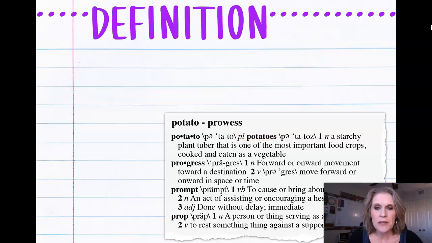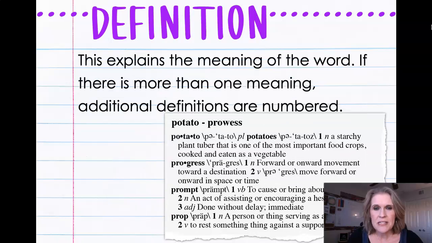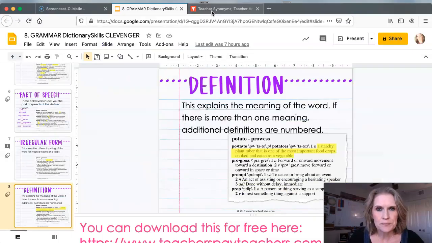And of course, definition. This explains the meaning of the word. If there is more than one meaning, additional definitions are numbered. The word potato only has one definition. It's a starchy plant that is one of the most important food crops, cooked and eaten as a vegetable. It's carbolicious. I'm going to go ahead and stop right there and show you dictionary.com.